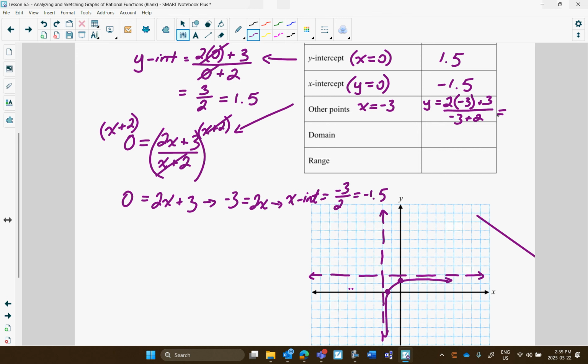Well, 2 times negative 3 plus 3. So I got negative 3 up top divided by negative 1, which works out to plain old 3. So negative 3, 3. There it is. And we know it's going to take the same curve shape and go along the asymptotes. So there's our graph. So establish the asymptotes, establish some points, and that will tell you what the curve looks like.